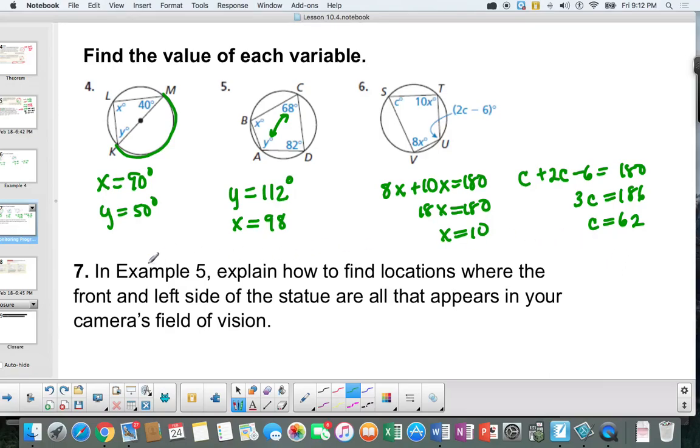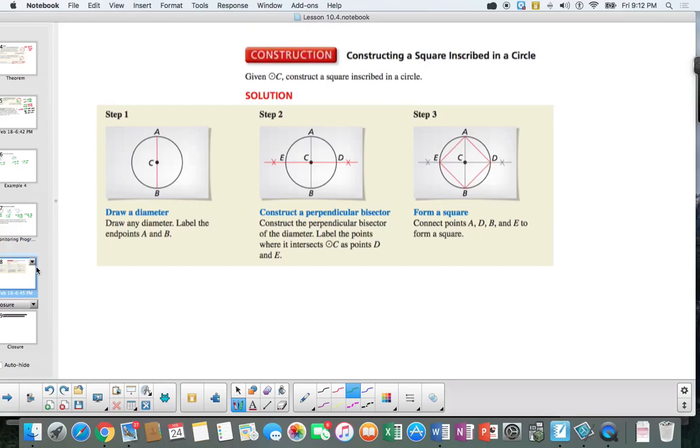And let's go on to the next page. Tomorrow in class, we're going to be taking a look at constructing a square inscribed in a circle.